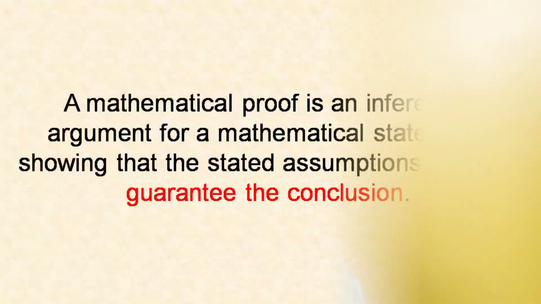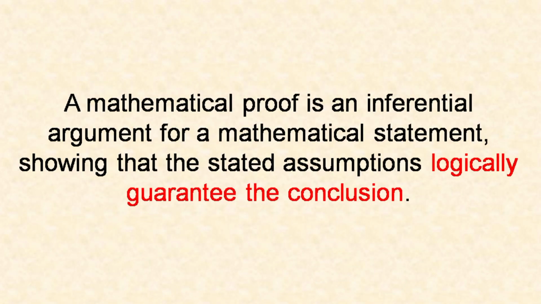Second, you see on the screen it is written, a mathematical proof is an inferential argument for a mathematical statement showing that the stated assumptions logically guarantee the conclusion. So both of these, unequivocally and logically guaranteeing the conclusion, mean that there will be certain conditions which will be given to you and you will have to generate or develop a kind of a mathematical proof. For example, I need to prove that my name is Shaunak.